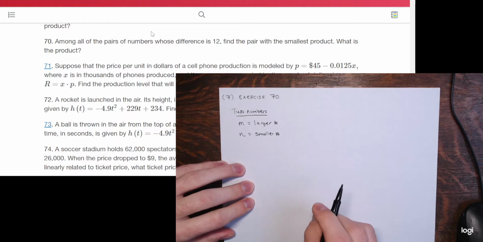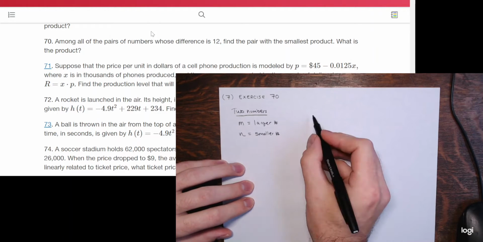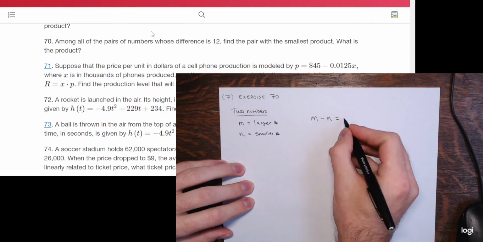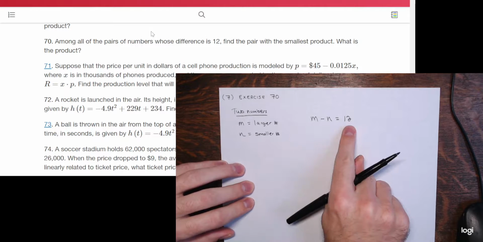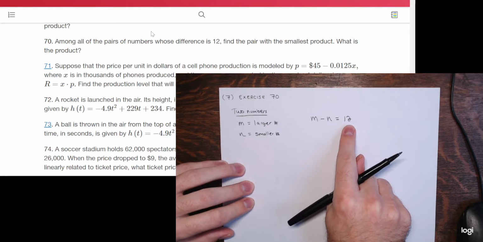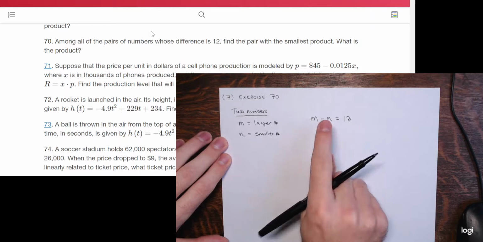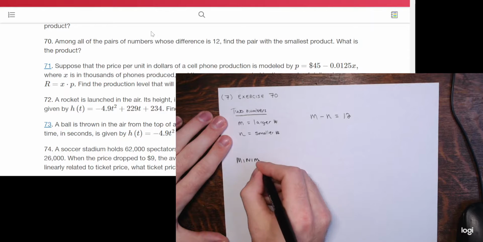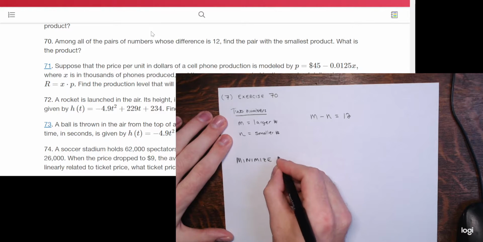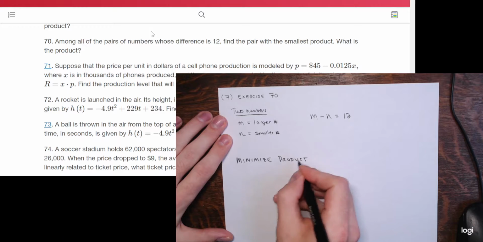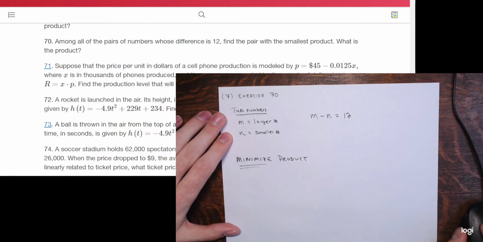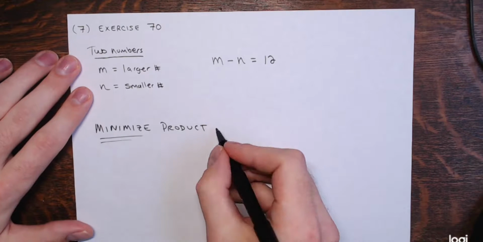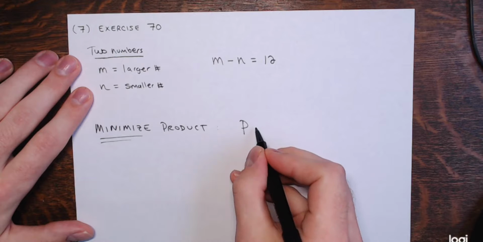And we're told that their difference is 12. So m minus n is 12. We're asked to find m and n with the smallest product, right? So minimize their product. Now I have enough information to get out of here. All right, let's make the paper bigger. Now the product, I'll call P, is just m times n.